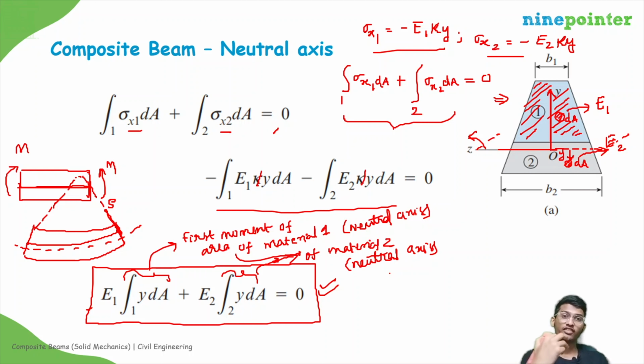We can't say directly where the neutral axis will be, but in the case of a homogeneous single material, we say that the centroid of the cross section will be the neutral axis. So we can directly say where the neutral axis is. So this is the formula for finding the neutral axis. Okay, this gives the location of the neutral axis.